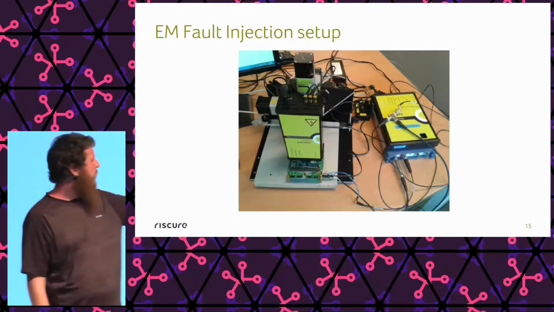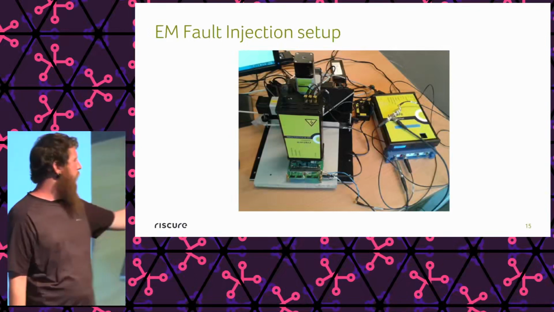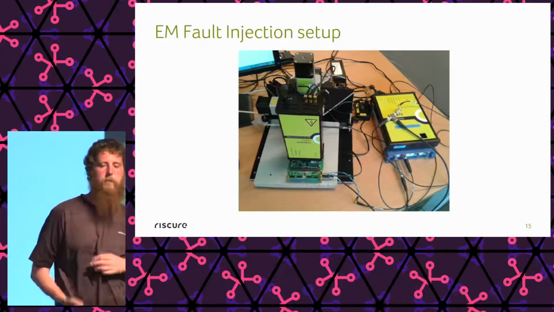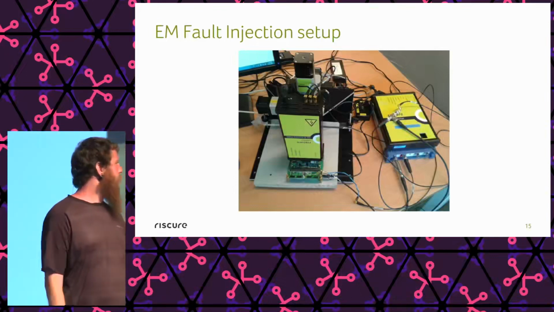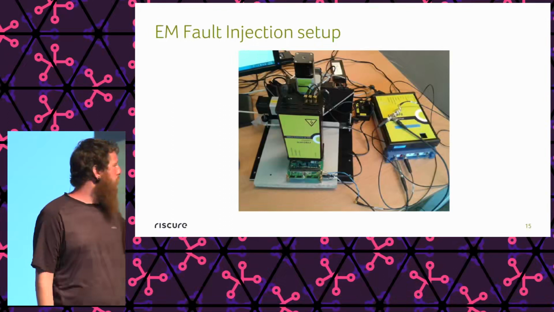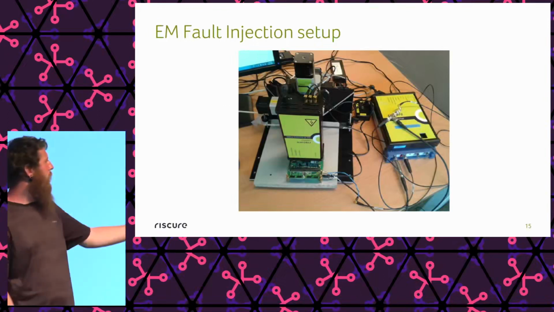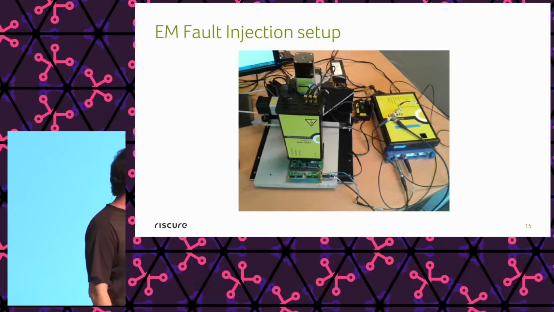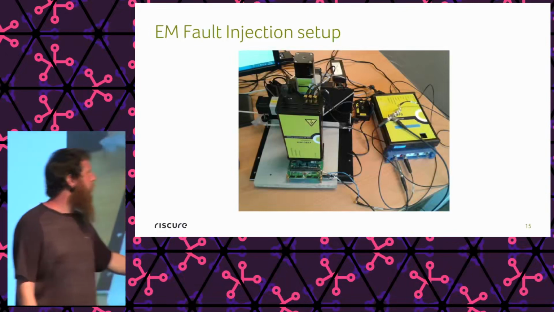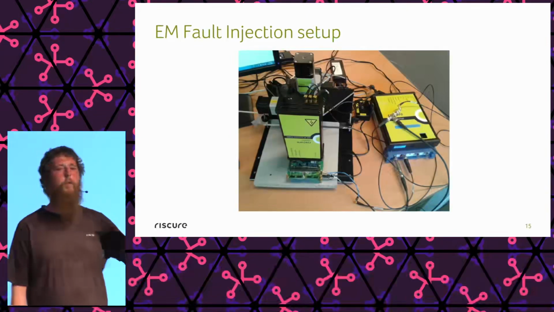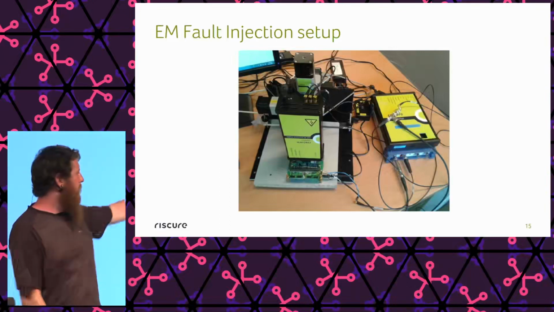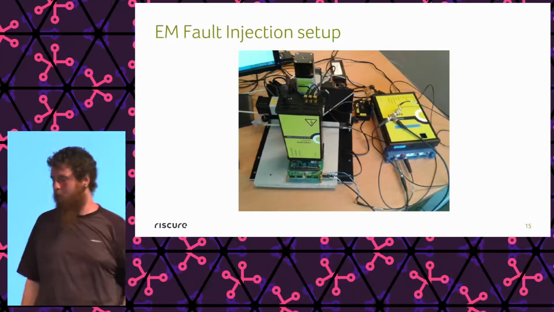On the right-hand side, at the bottom, is an oscilloscope, which we use for debugging the setup, verifying that everything's working as expected. And the yellow thing on top of it is a Spider, which is for controlling the EMFI probe and reading data from the target underneath. It basically says when we want to glitch, and it controls the rest of the hardware, which is quite dumb.